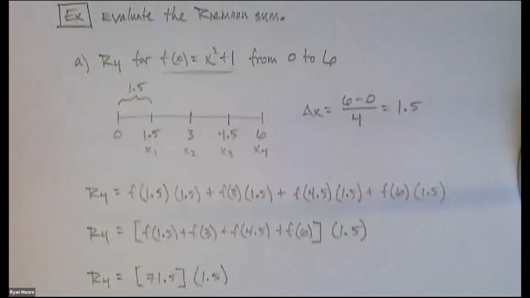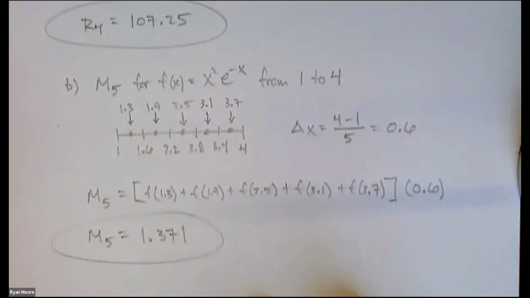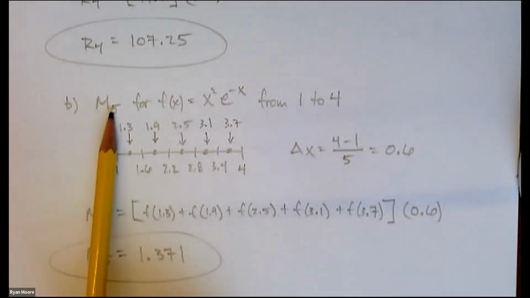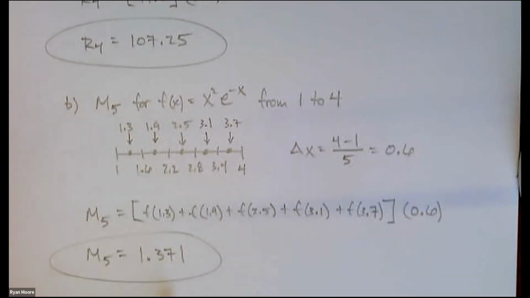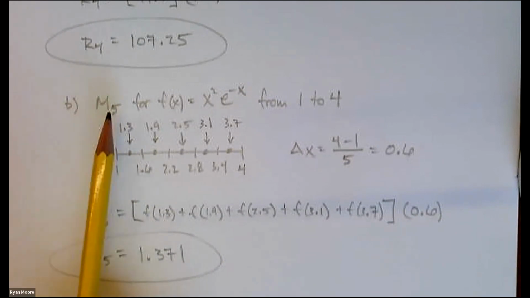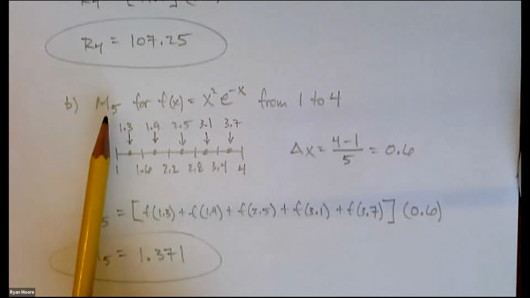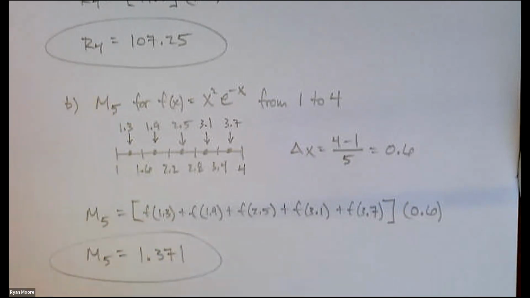One thing to reflect on: obviously we got our answers here, but if we wanted to be more accurate, how could we do that? If I found M5 and got my answer, but I want to be more accurate than this, how might I do that? Well, if I take more subintervals, then that's going to be more accurate.